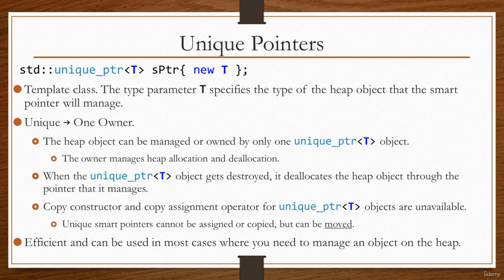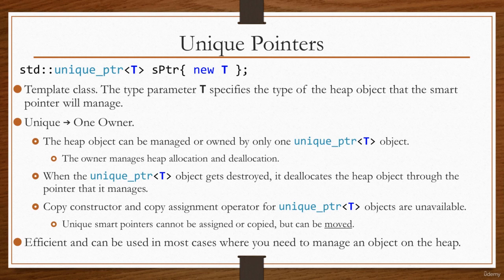And what does the unique refer to? It refers to ownership. The heap object can be managed or owned by only one unique pointer object. The unique pointer object is going to manage heap allocation and deallocation. Right, from previous examples, we've seen that we can allocate an object on the heap in the constructor, and in the destructor we can deallocate that again.